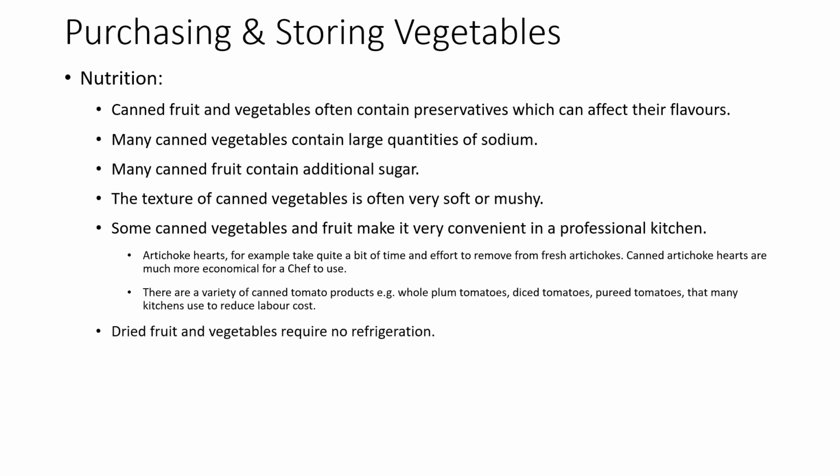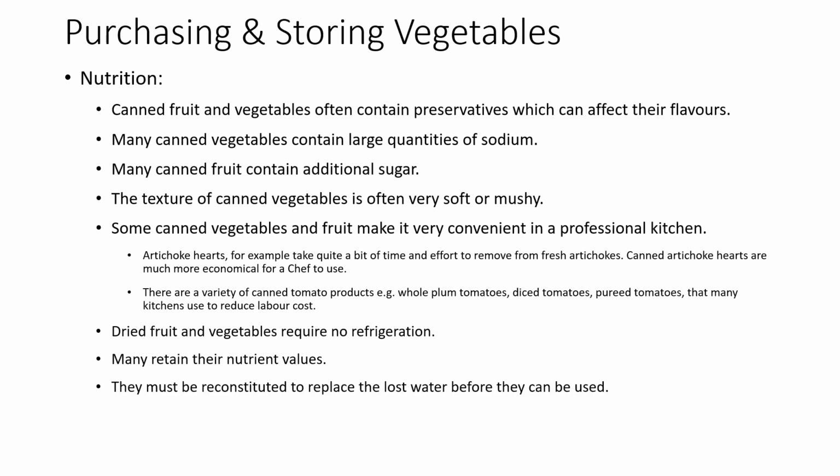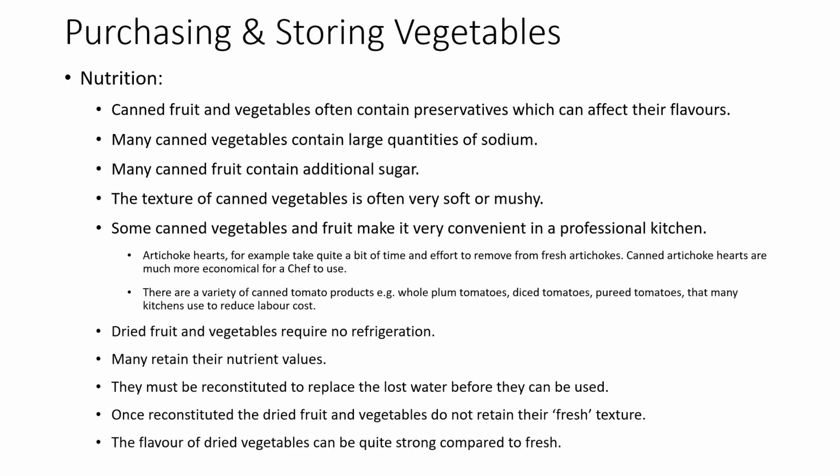Dried fruit and vegetables are good in that they don't need any refrigeration. Because they're dehydrated, they might retain their nutrient value, and when you reconstitute them, you might get that nutrient value back. Remember that they need to be reconstituted to replace the lost water. And as a result, once you reconstitute them, you're not going to get the same texture. If you're using, say, dried beans or dried mushrooms or any other dried product, when you reconstitute them, you're not going to get the same consistency, the same texture as you will when you use fresh.